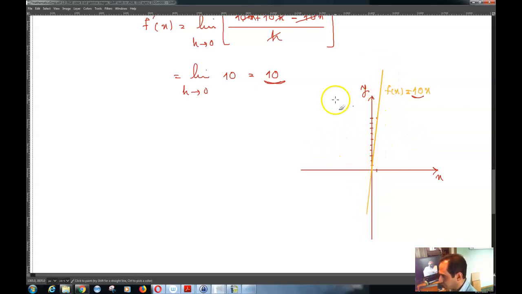And so if you want to draw the graph of the slope of this function, it is going to be f of x is equal to 10, which is the derivative of this function over here. The derivative of this function f of x is equal to 10x would be g of x is equal to 10, and this function now is the derivative of this function over here.